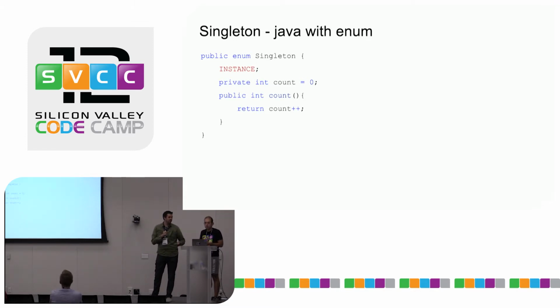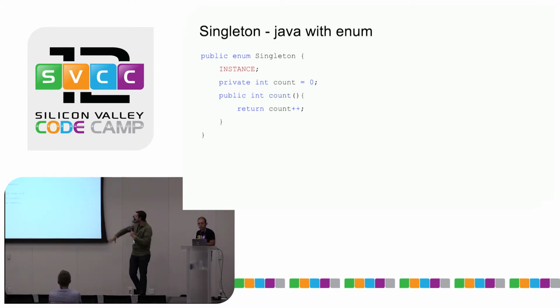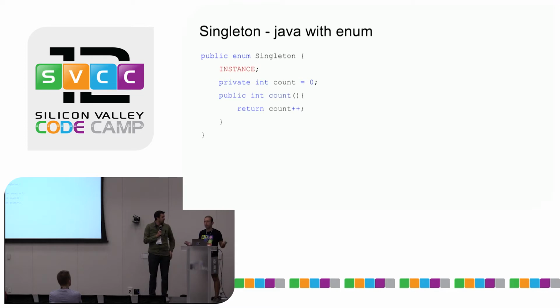Okay. First, we'll look at another way to do this with an enum in Java. Instead of having the private static final thing, you've got just the single instance, and that automatically instantiates it for you. Basically, it does the same thing, but it's thread safe, reflection safe, and also lazy loading. This is the Joshua Bloch way of writing the singleton, so we must follow this way.